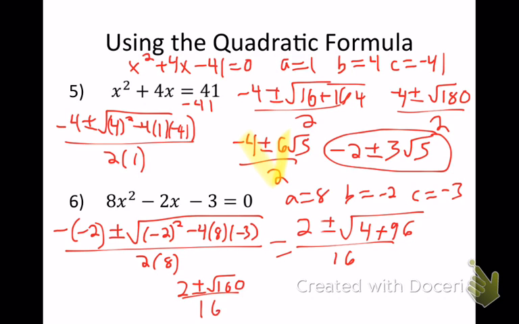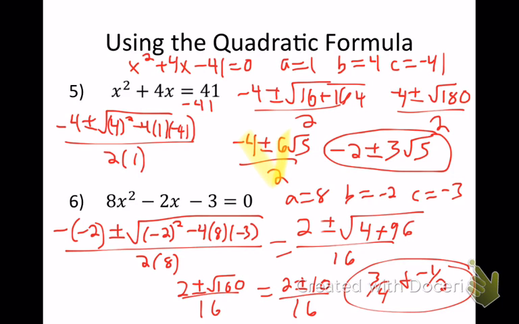The square root of 100 is? So 2 plus or minus 10 over 16. Now I need to get my 2 answers. What's 2 plus 10? 12 over 16 is 3/4. And 2 minus 10 is negative 8. Negative 8 over 16 is negative 1/2. There you go. Good work. Are we done?